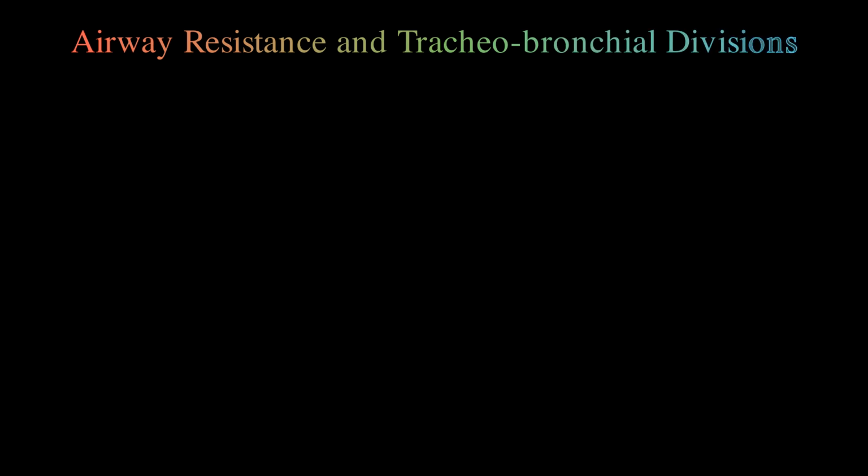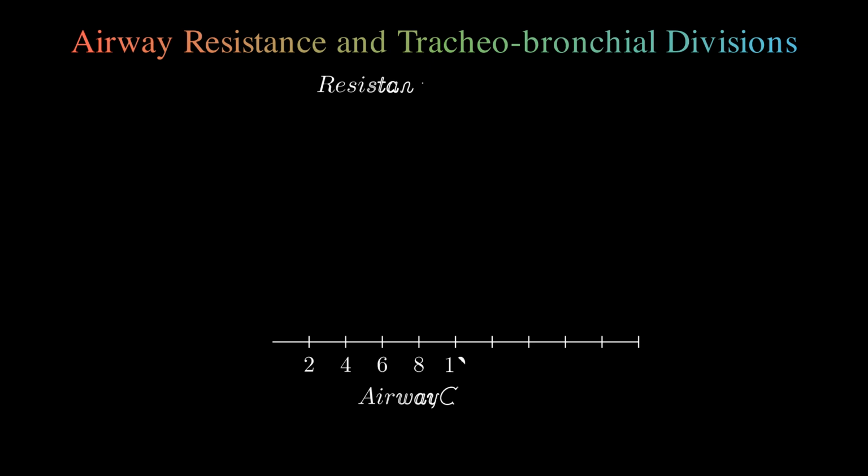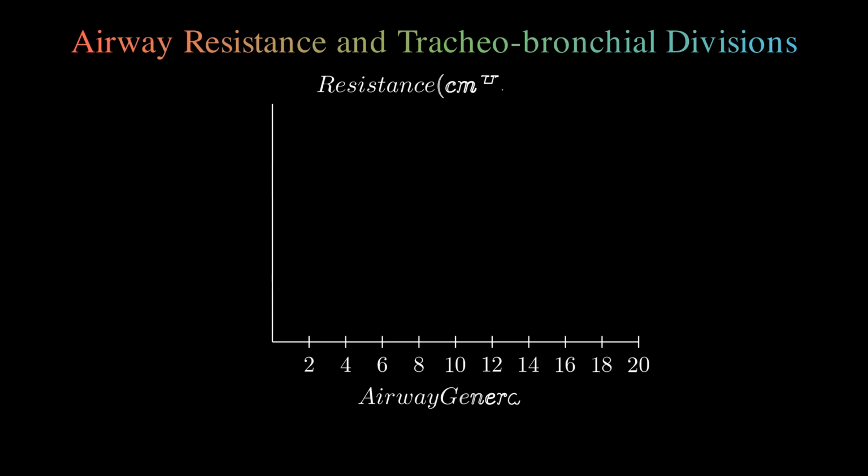Next, we explore the relationship between airway resistance and tracheobronchial divisions. The tracheobronchial tree has 23 generations, with the diameter gradually decreasing at each step. The highest resistance occurs in the medium-sized bronchi. This is due to the fact that they have the smallest total cross-sectional area despite being numerous.